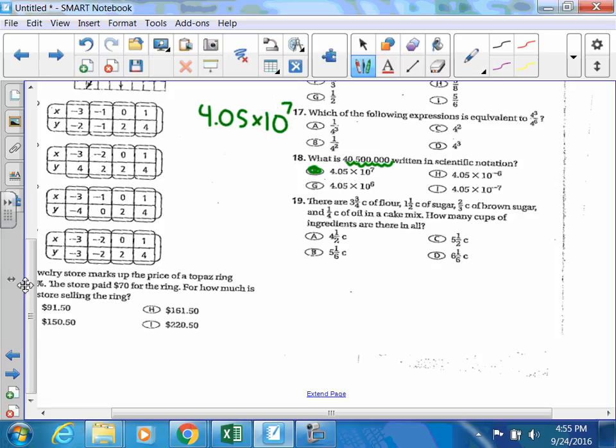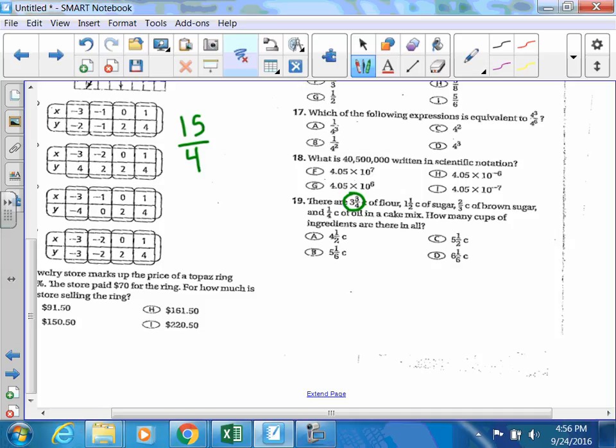19. We have 3 3/4 cups of flour, 1.5 cups of sugar, 2/3 of a cup of brown sugar, and 1/4 a cup of oil, and a cake mix. How many cups of ingredients are there in all? Let's put them all into improper fractions. For 3 3/4, you take 4 times 3, which is 12, plus 3, which is 15. 15 over 4 is the same thing as 3 3/4.